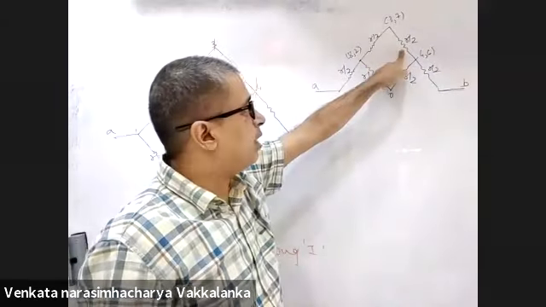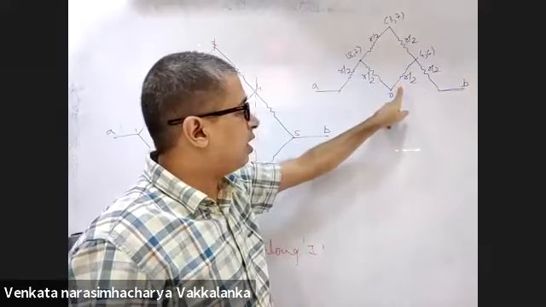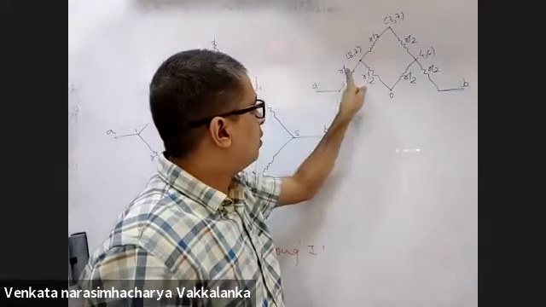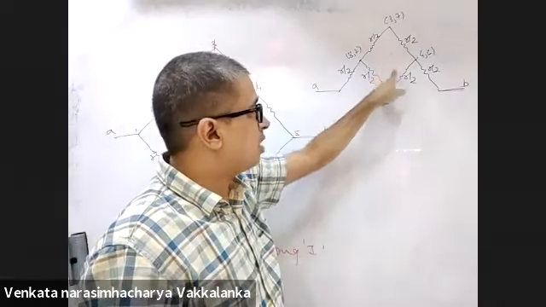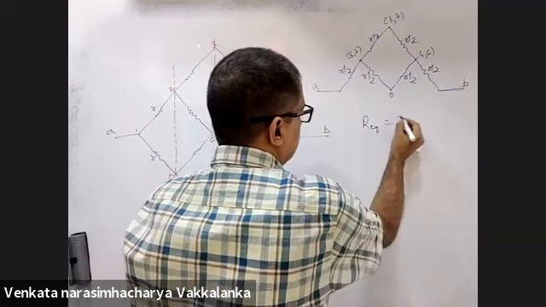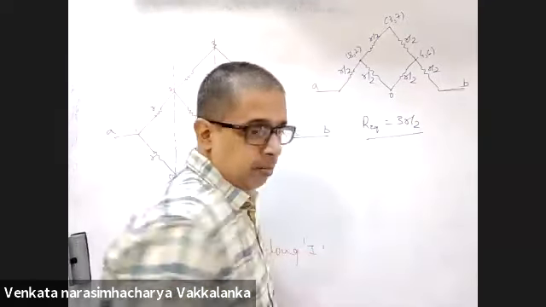R by 2 and R by 2 are in series. R and R are in parallel. Right? R and R are in parallel means R by 2. R by 2, R by 2, R by 2 are in series. That is 3R by 2.